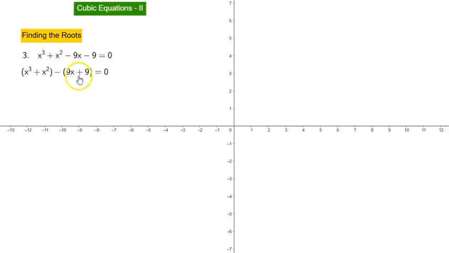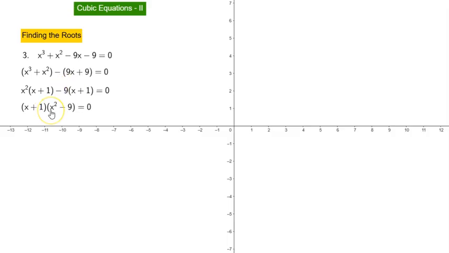So minus, and within brackets we have 9x plus 9 is equal to 0. Now x square is common. We take it out, x square times x plus 1, minus 9 is common. So 9 times x plus 1 is equal to 0.